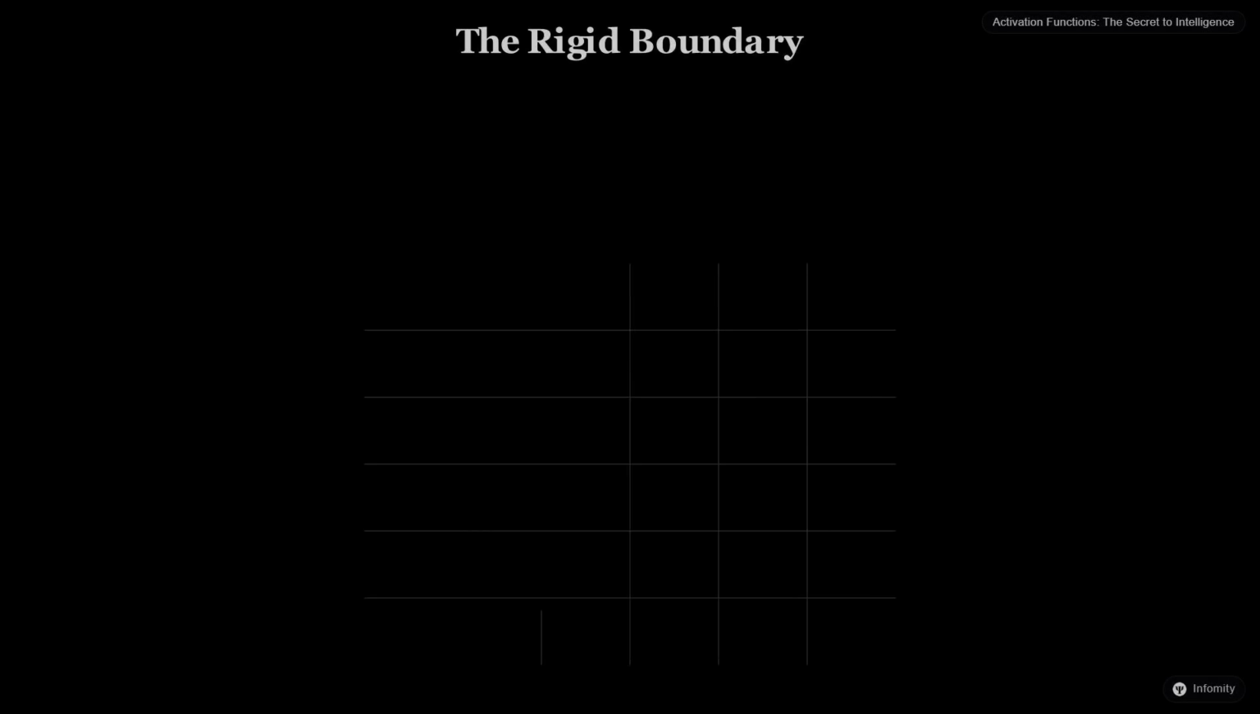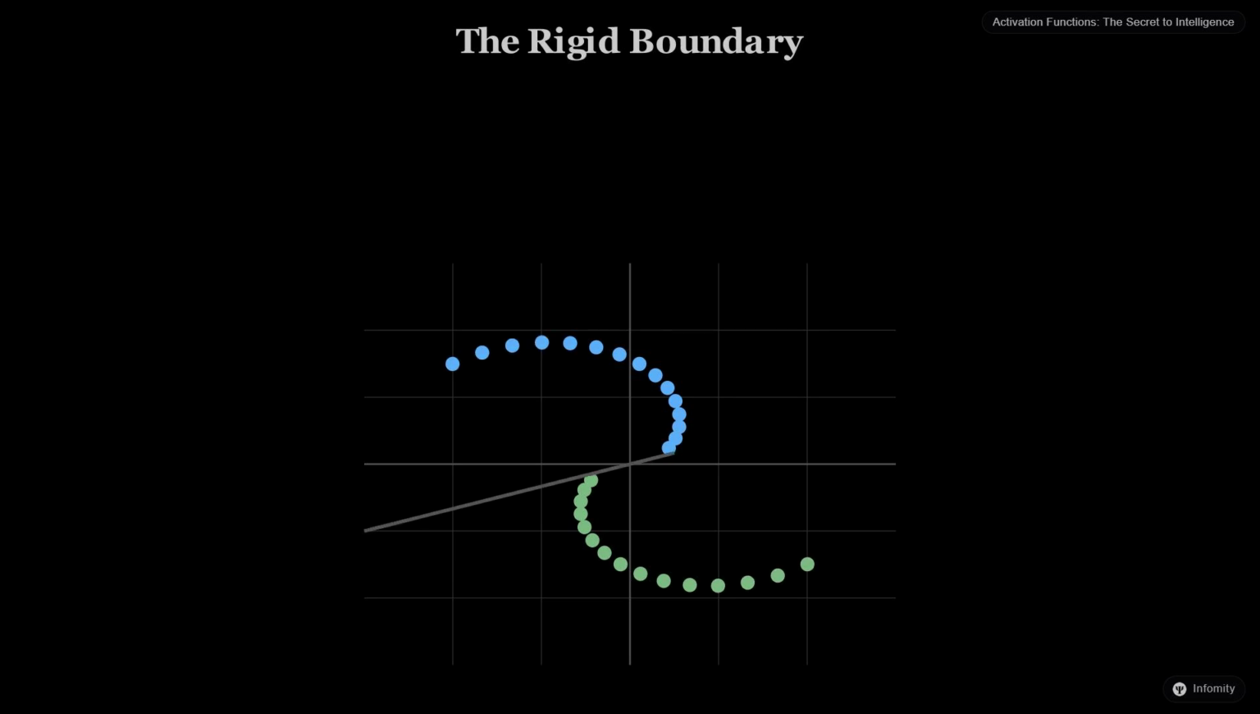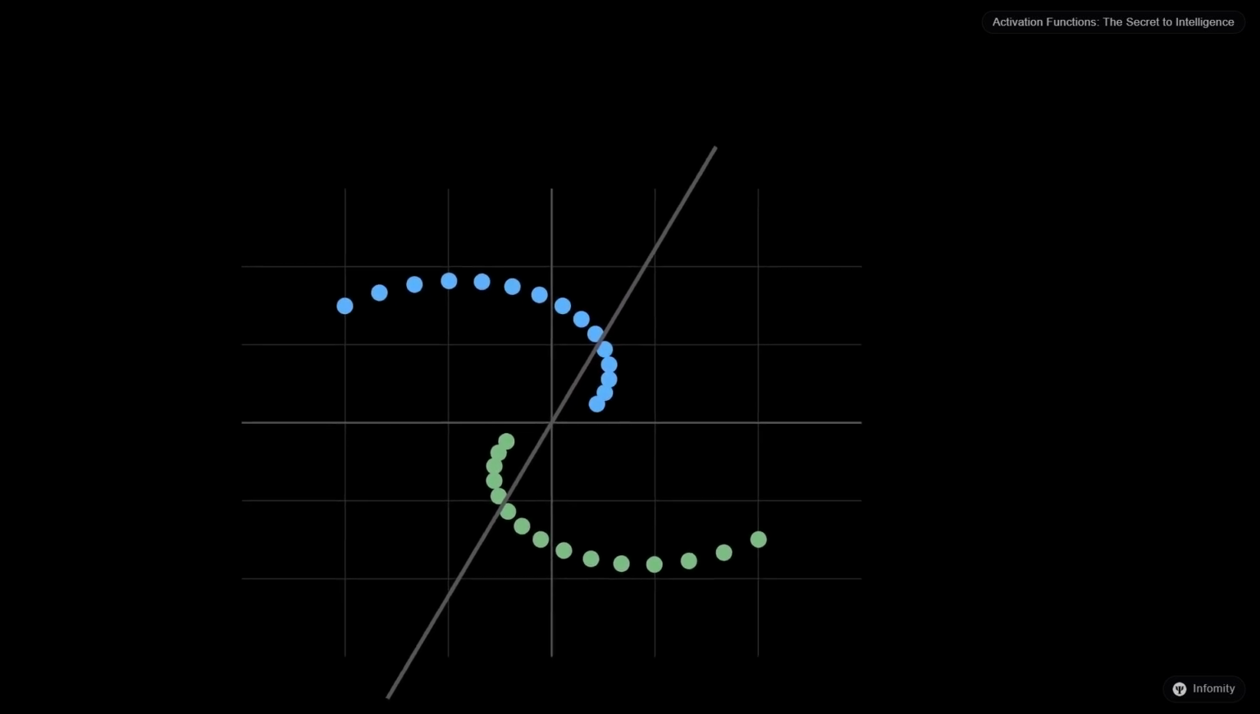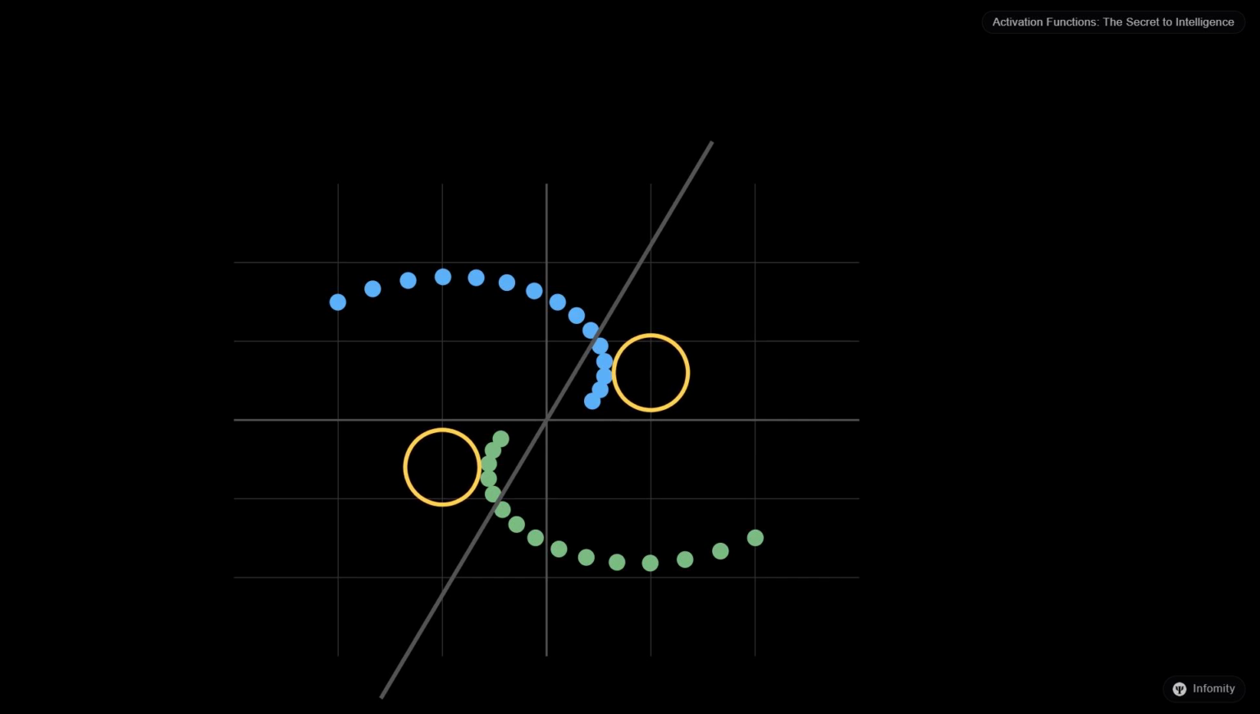In data science, we call this a decision boundary. A linear model is like a rigid ruler. It can only draw straight lines across your data. If your data is simple, a ruler is fine. But real-world data is messy, curved, and layered. A straight line can never separate a spiral or a complex cluster.